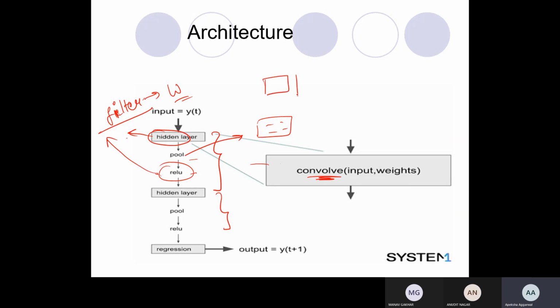So you apply convolution, pooling, then again this process is repeated, and finally you apply softmax or dense layer. Basically dense layer first and then softmax. So this is your whole architecture.